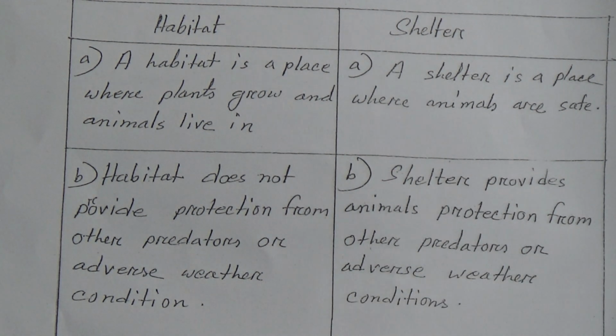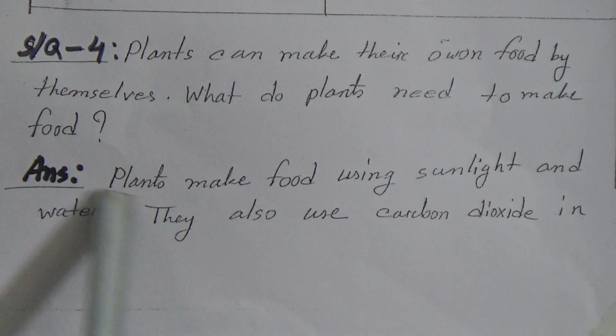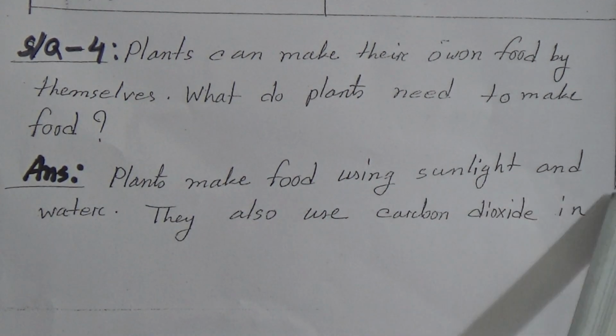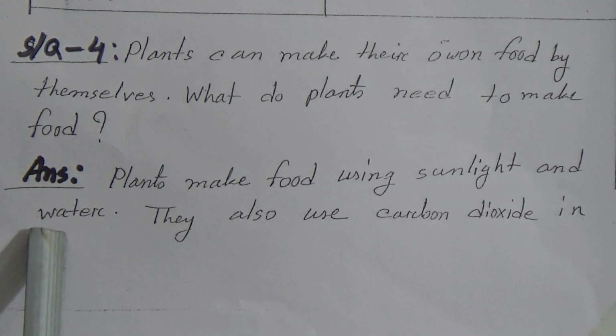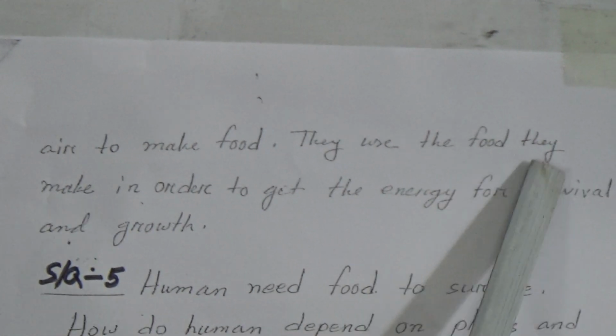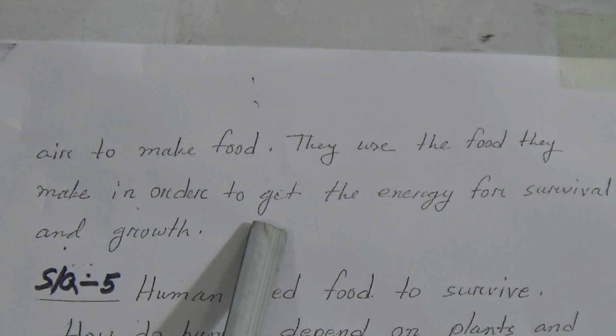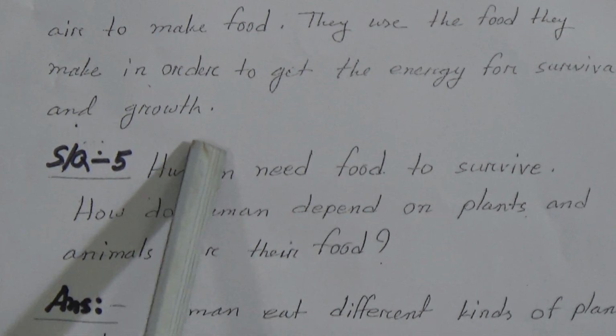Now go to SQ 4. The question is: plants can make their own food by themselves. What do plants need to make food? Plants make food using sunlight and water. They also use carbon dioxide in the air to make food. They use the food they make to get energy for survival and growth.